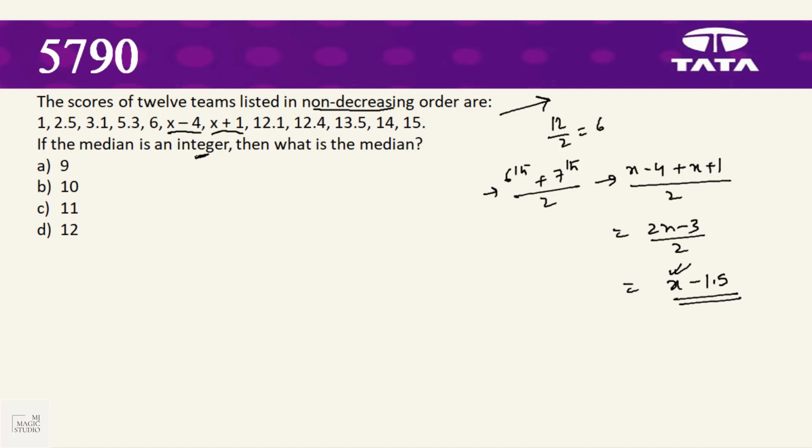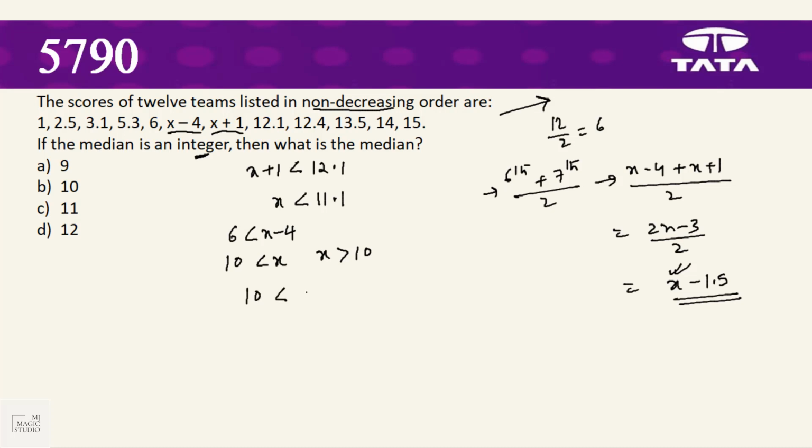Now it is given that median is an integer. That means x minus 1.5 is an integer. Then what is the median? And these numbers are in ascending order. That means x plus 1 is less than 12.1, so x is less than 11.1, and one more thing we know, that 6 is less than x minus 4, so 10 is less than x, x is greater than 10.